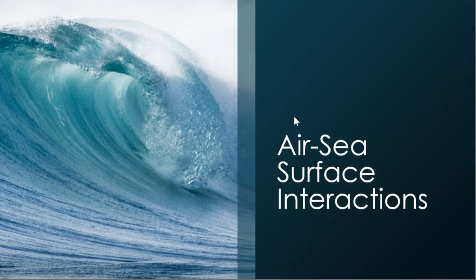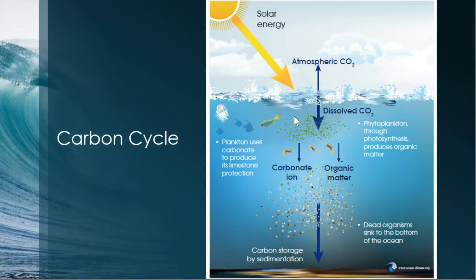Okay, so let's talk a little bit about some of these air-sea surface interactions that are not about movement. We want to talk about the carbon cycle, right? Atmospheric CO2 dissolves into the water, right? And this is great because it drives photosynthesis. What it also means is that the ocean is a huge carbon sink. And so as long as there is a robust population of phytoplankton, they can take in lots of CO2 to do photosynthesis with, right? And this produces lots of organic matter. It produces the potential for lots of nutrients, right?